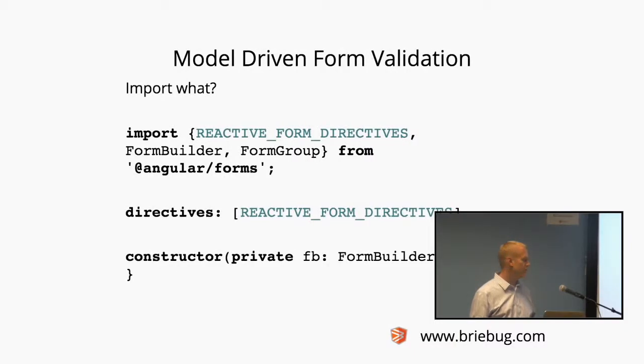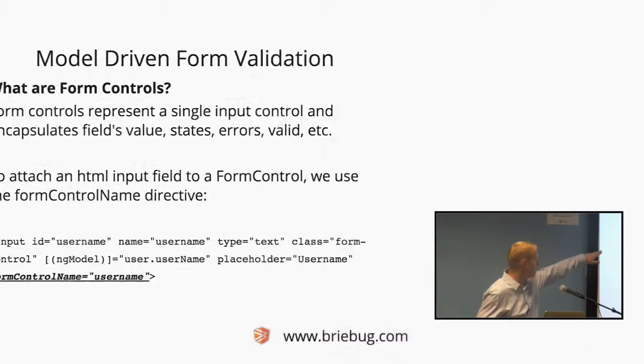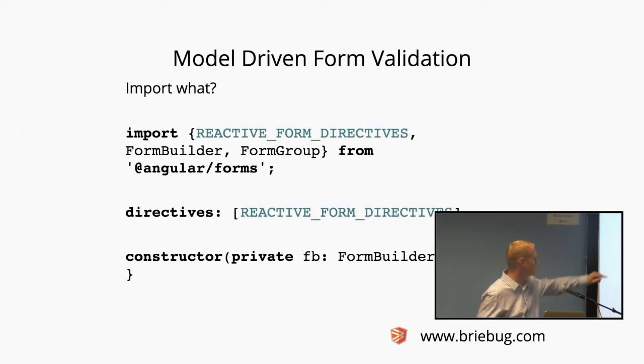So how do we start setting this up? Really the big three on this: we need reactive form directives. That gets us our ng model and our form controls and some stuff. What's the name of that one again? It's the form control name. And then we bring in form builder and form group. We apply the reactive form directives to our component.